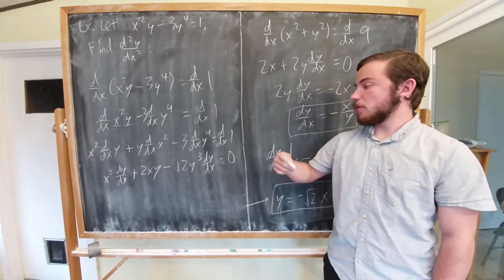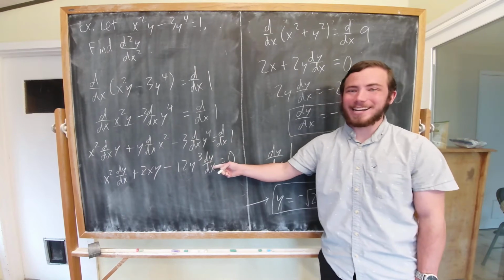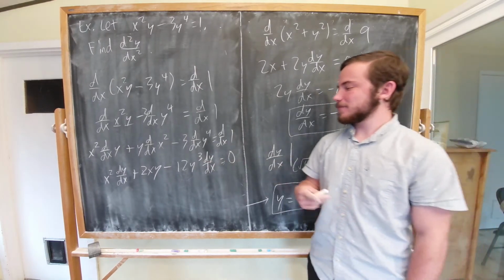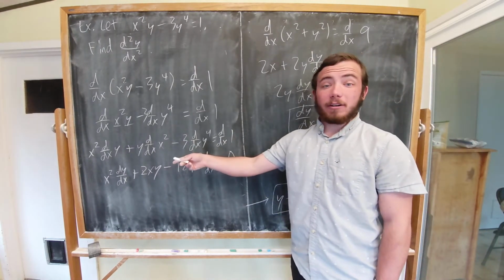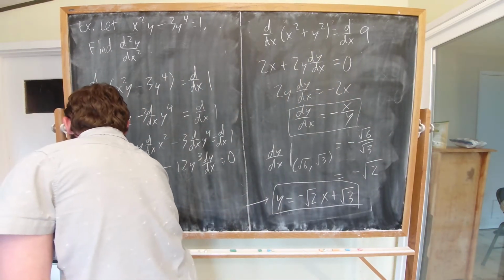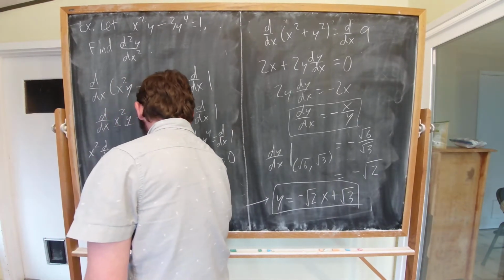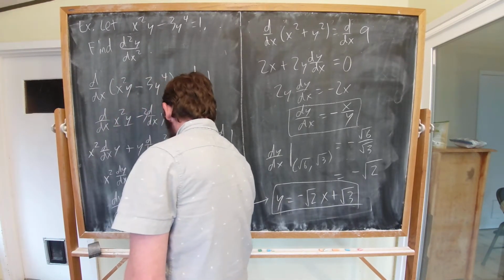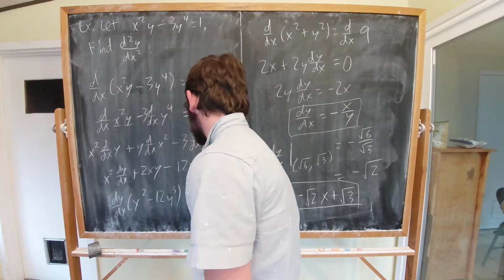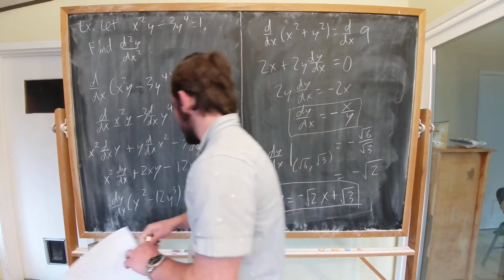Alright, so making sure to apply the chain rule, we get 12y cubed dy/dx for that term. Now, let's simplify. Factoring out the dy/dx from all the terms that have it, we get dy/dx times x squared minus 12y cubed is equal to negative 2xy.